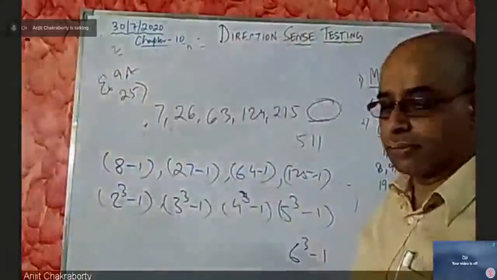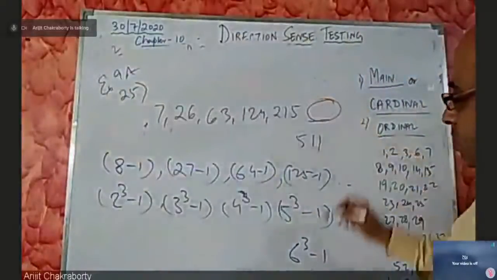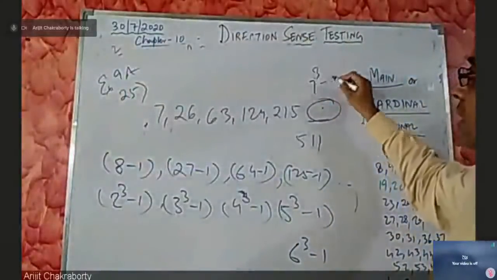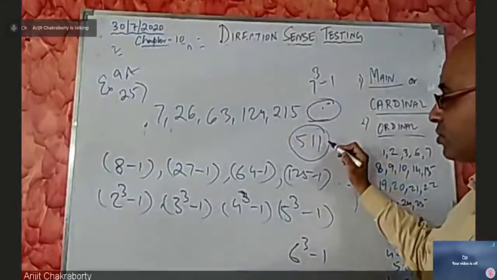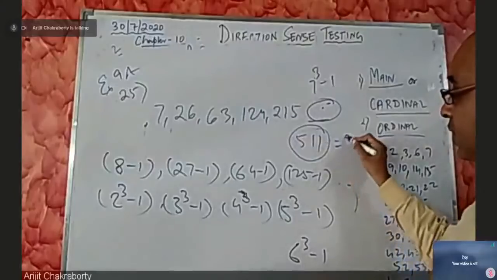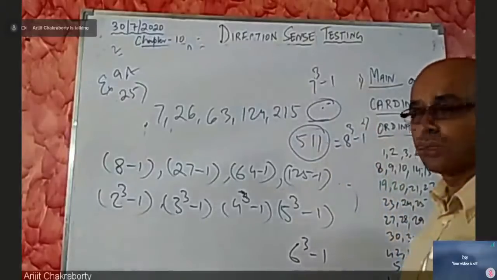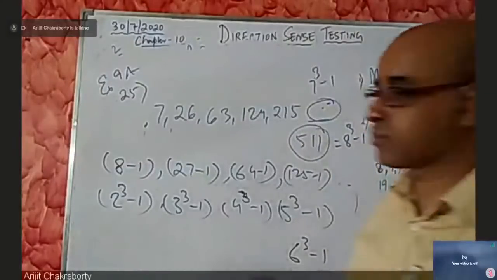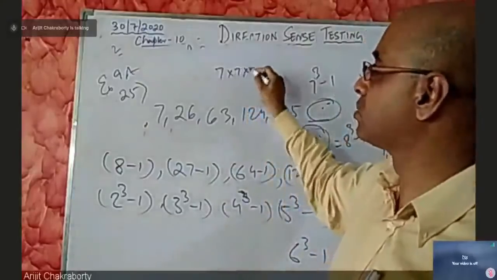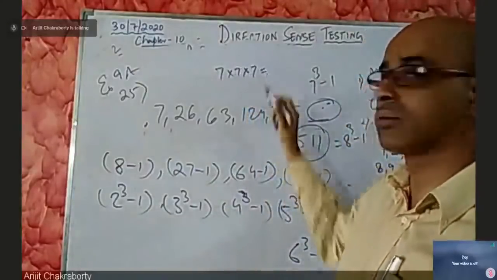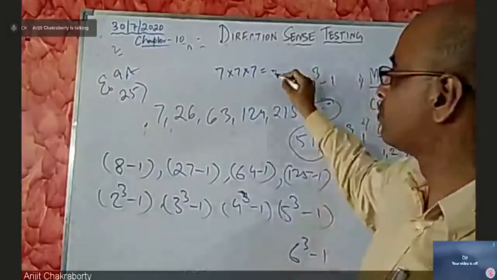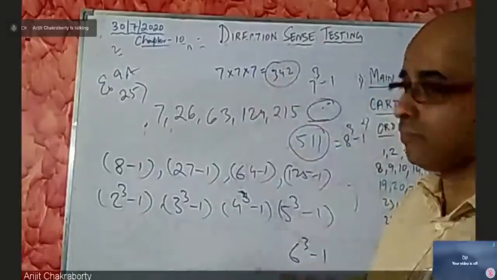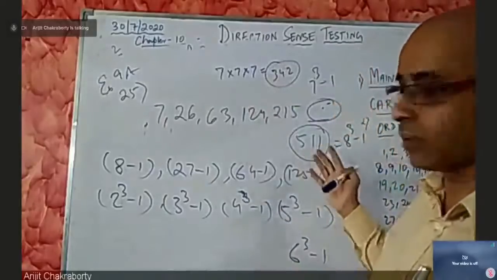The question is, if this is 6, then this has to be 7 cube minus 1. 511, if you see, is 8 cube minus 1. So this has to be 7 cube minus 1, that means 7 into 7 into 7. It comes to 49 into 7, that is 343. 343 minus 1 should be 342. Okay, so this is what I am getting.